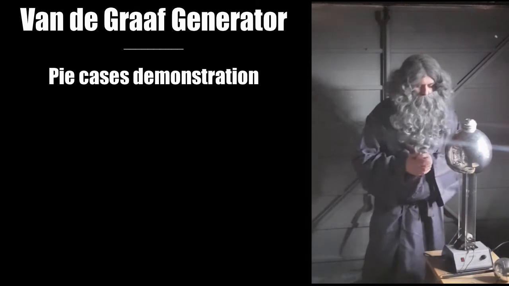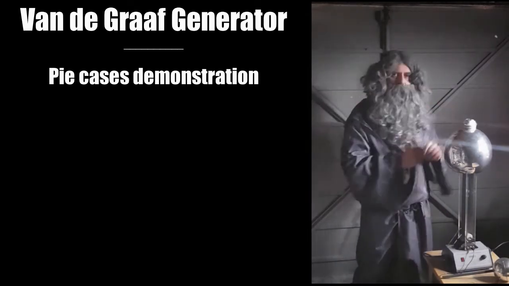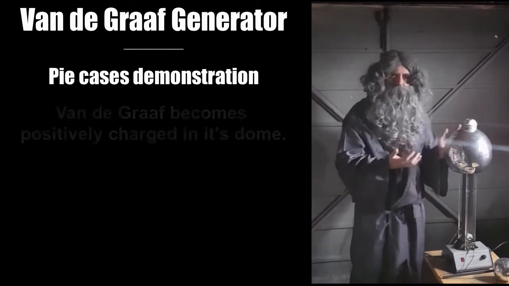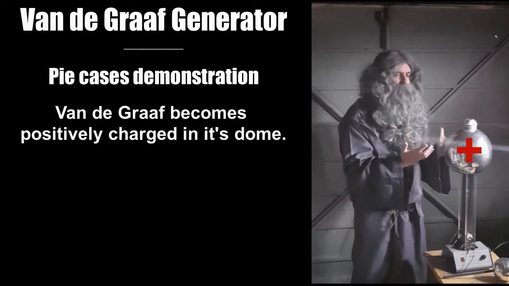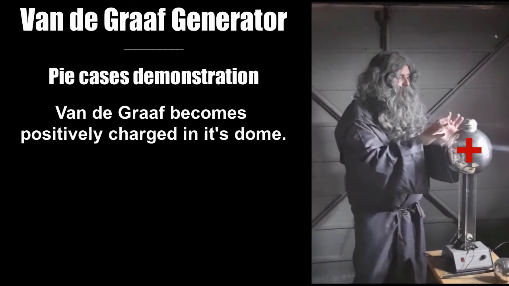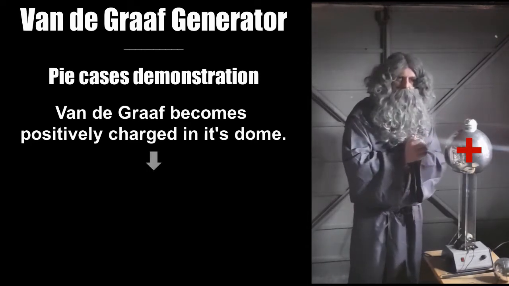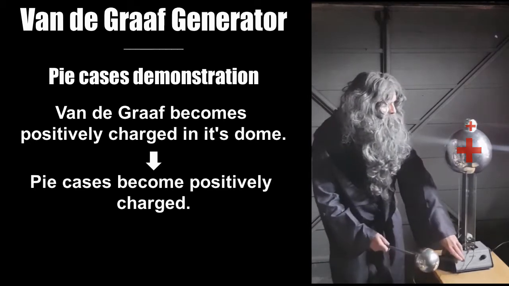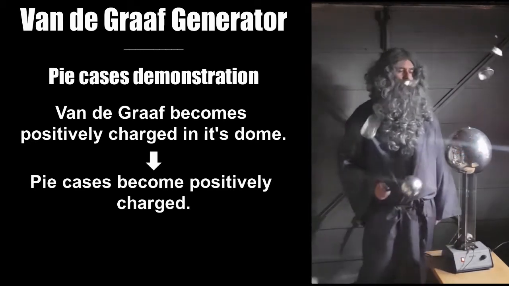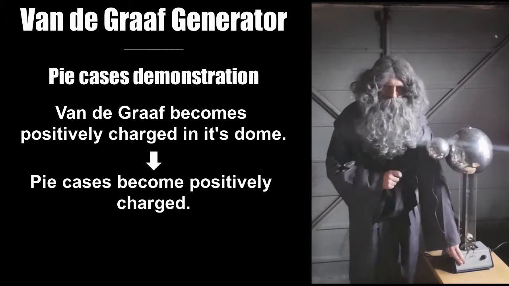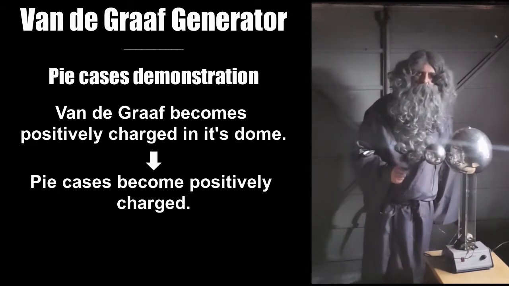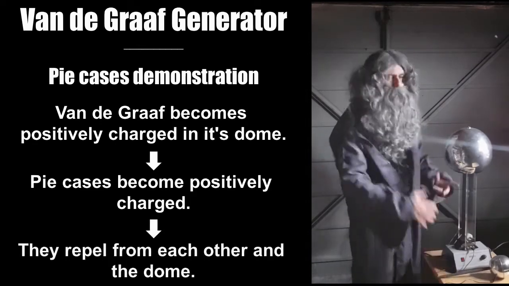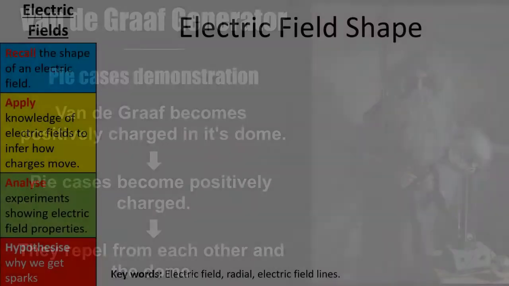Okay, let's find out if you're right. So, we turn on the Van de Graaff generator. The Van de Graaff generator becomes positively charged in its dome. And as it becomes positively charged in its dome, we should see that the pie cases also become positively charged. And as like charges repel, all of those positively charged pie cases will repel away from each other.